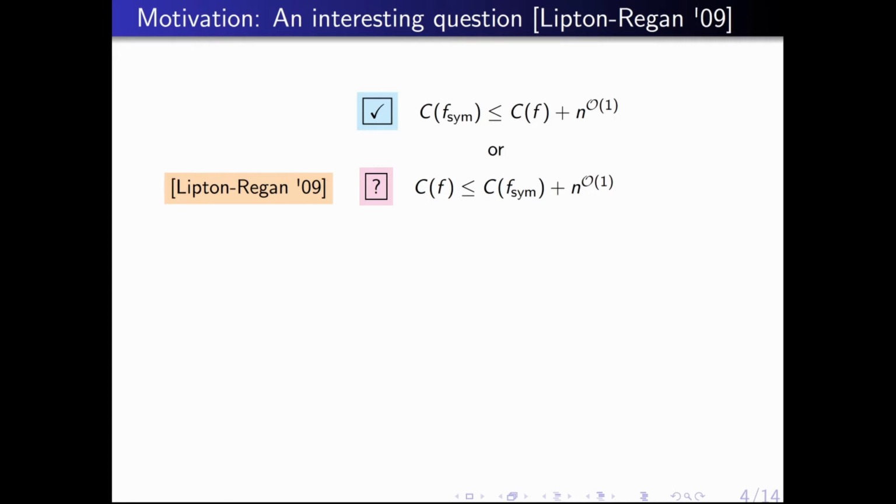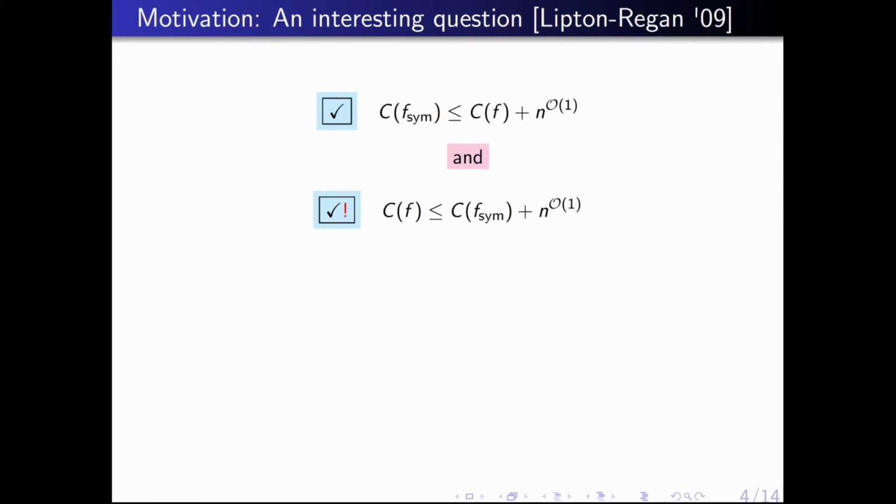So, why were they interested to know whether this direction is also true or not? Because imagine for a moment this inequality holds true. Then what will it imply? It implies that the circuit complexity of F and Fsim are polynomially related. In fact, just some additive factor away.